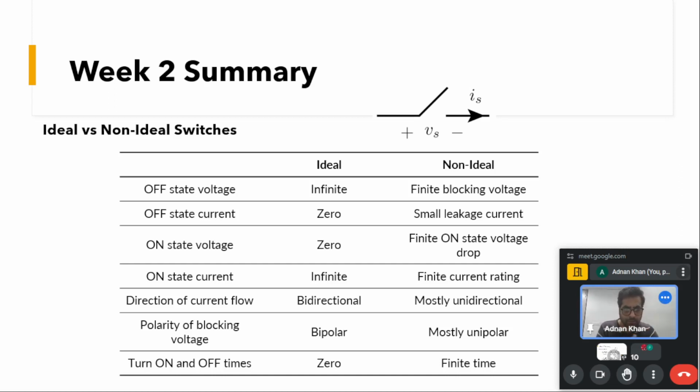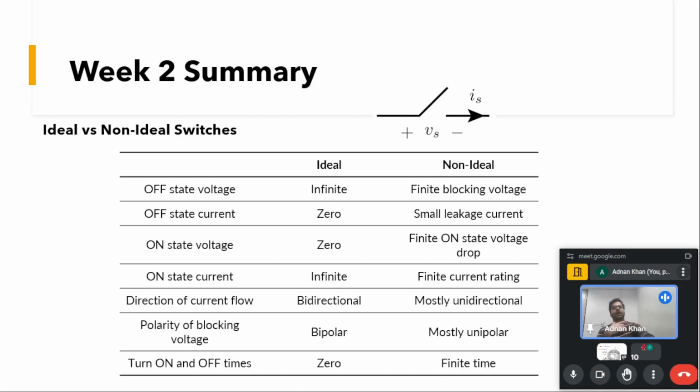But we know that a particular switch, be it a diode, a MOSFET, or an IGBT, won't be able to block an infinite amount of voltage across it. Every component, every switch will have its own characteristics and its own amount of voltage that it can block. So a non-ideal switch will have a finite blocking voltage capability. Some switches will have 100 volts. We have some MOSFETs with 600 volts, some 900 volt MOSFETs, and 1.2 kV.